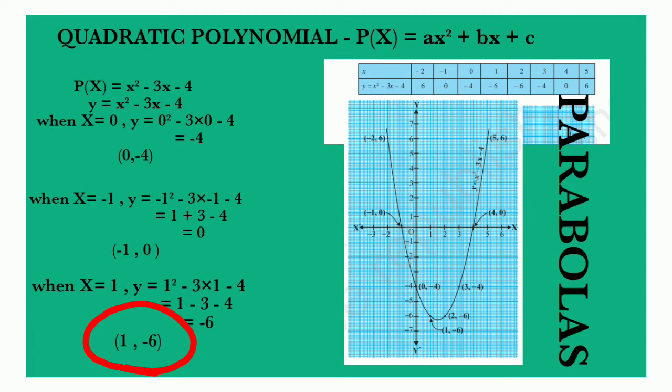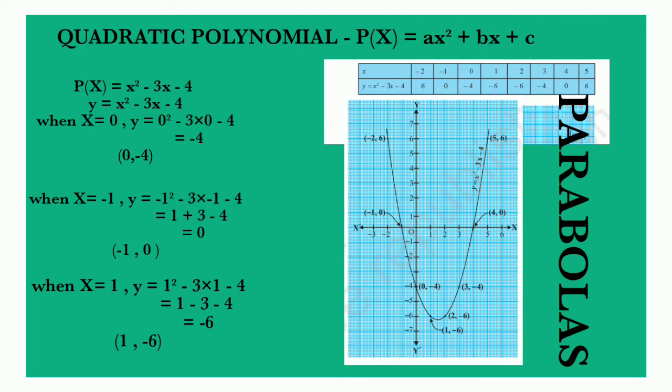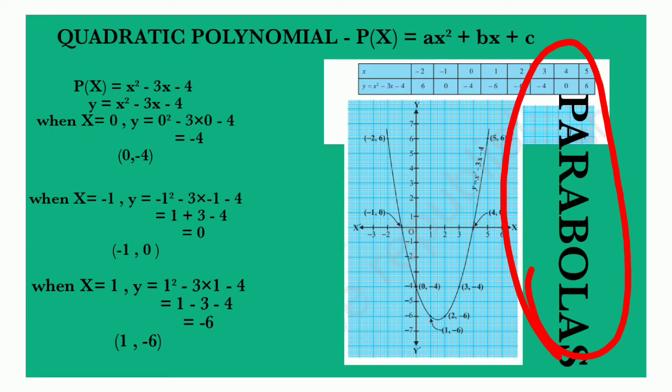In the same way, you substitute minus 2, 2, 3, 4, 5 in the place of x, you will get the corresponding y values. These x coordinates and y coordinates plot on the graph sheet and join all the points, you will get a beautiful curve. This curve is known as parabola.